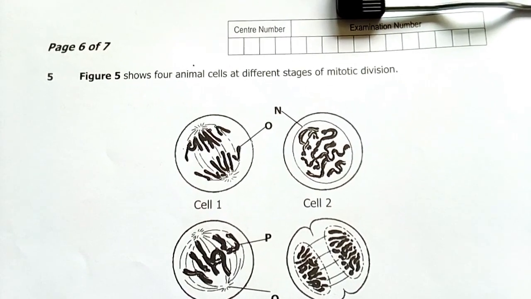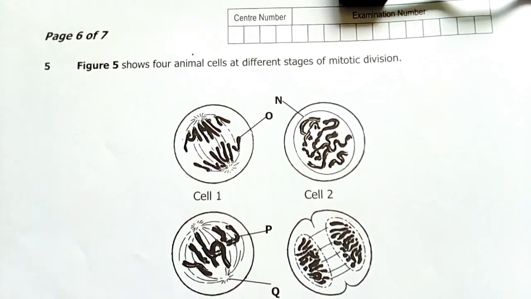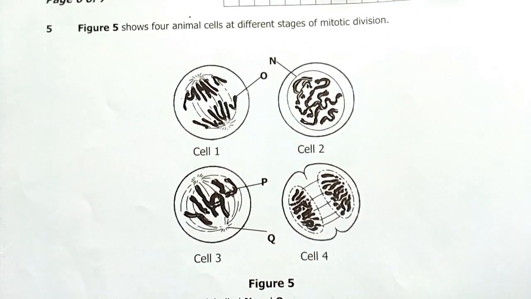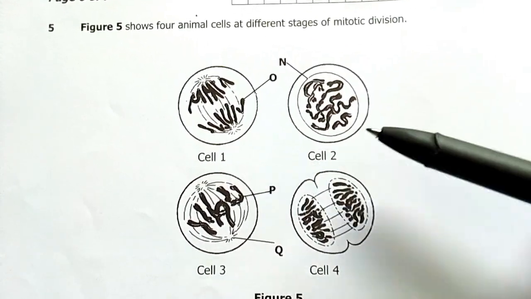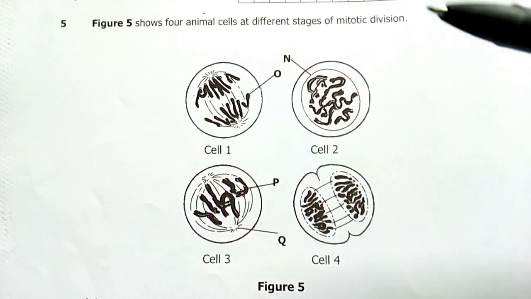Question 5 shows 4 animal cells at different stages of mitotic division. 1, 2, 3, 4. Okay, cell 1, cell 2, cell 3, cell 4. These cells are at different levels.